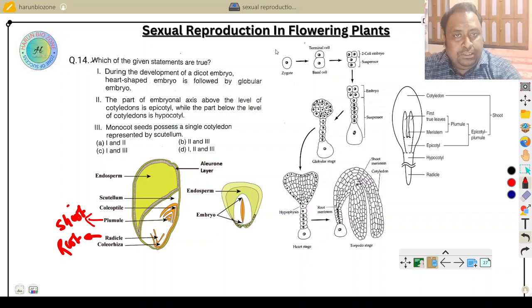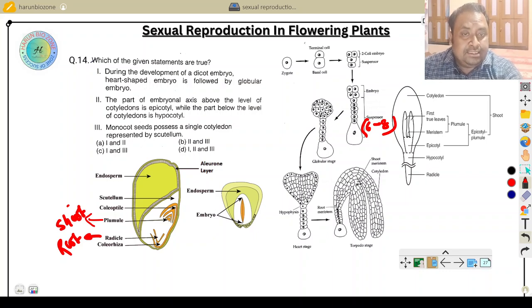Clear? And here, the development of embryogenesis. This is the zygote, and the zygote divides mitotically to produce a terminal cell and a basal cell. The terminal cell produces the embryonic cells, and the basal cell produces 6 to 8 suspensor cells, okay? The embryonic cells develop into a round structure, the globular stage, and the suspensor cells remain constant here. This globular stage then converts into the heart-shaped stage. This is called the heart stage.